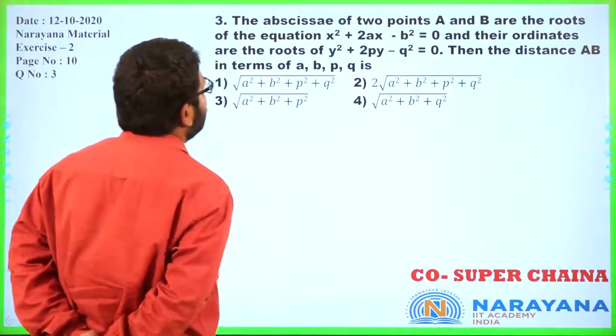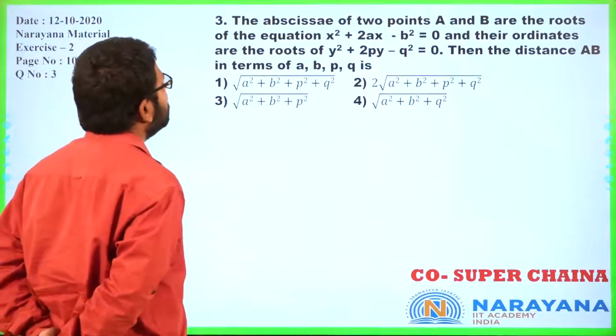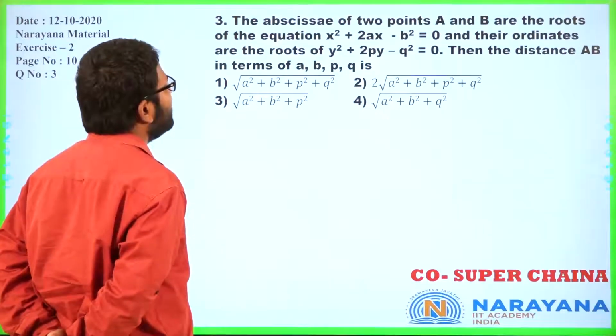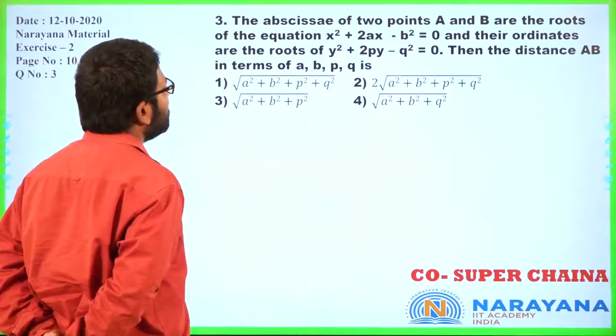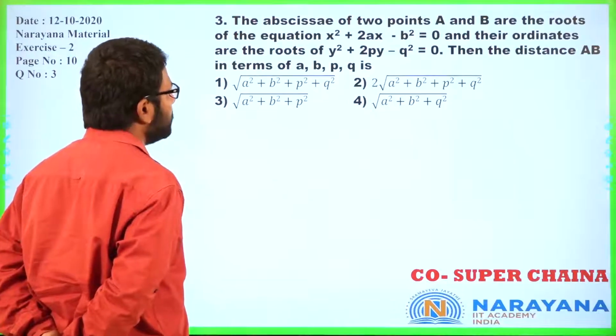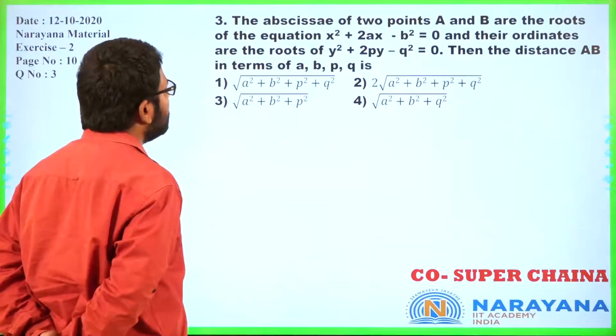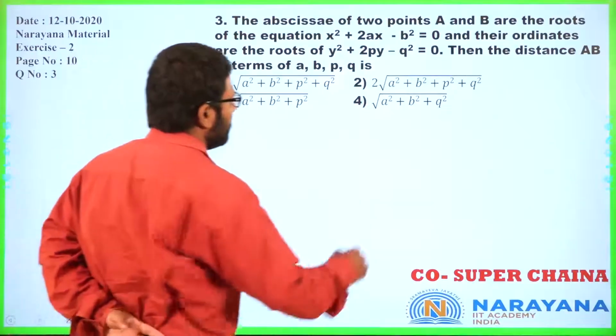The abscissae of 2 points A and B are the roots of the equation x square plus 2ax minus b square equal to 0. And their ordinates are the roots of y square plus 2py minus q square equal to 0. Then the distance AB in terms of a, b, p, q is what?